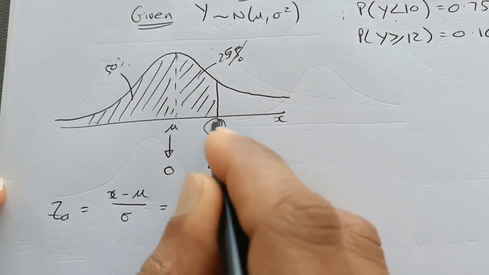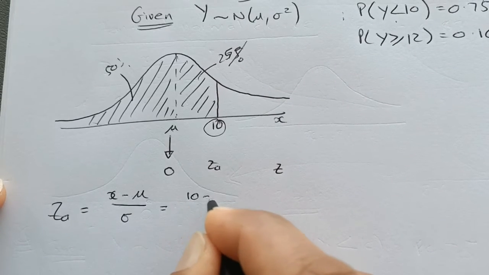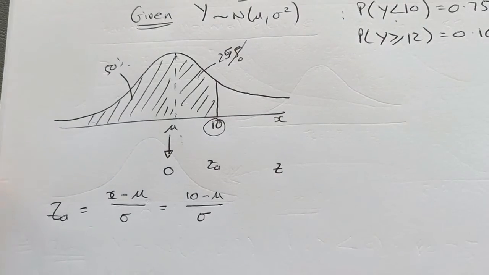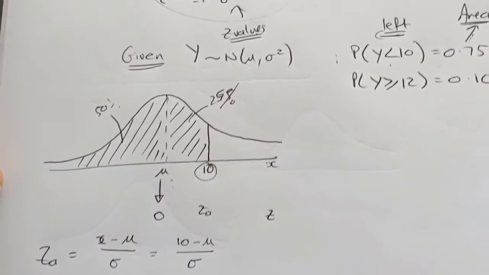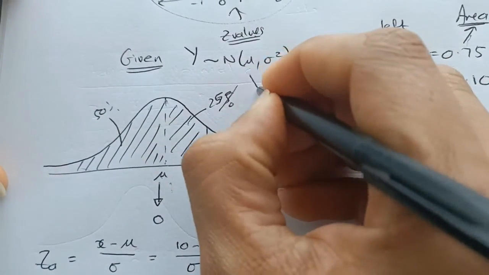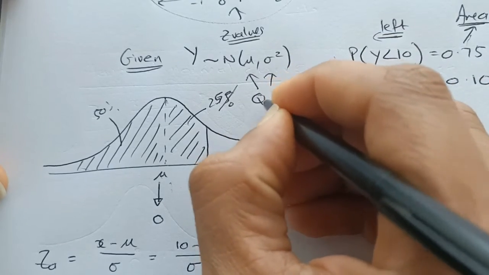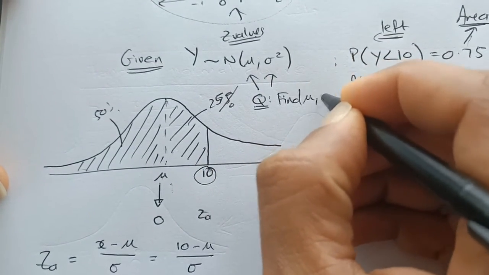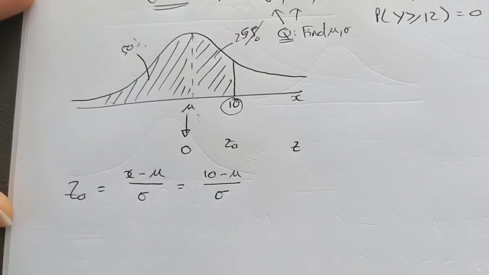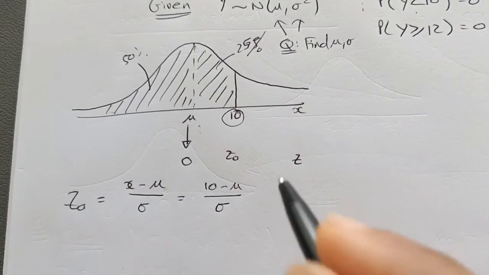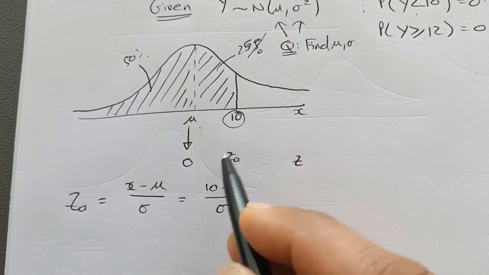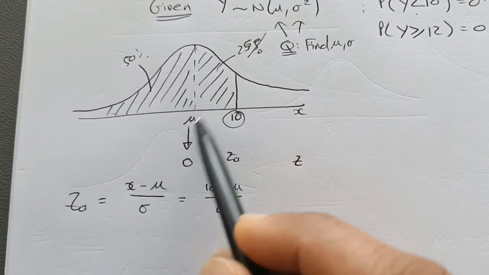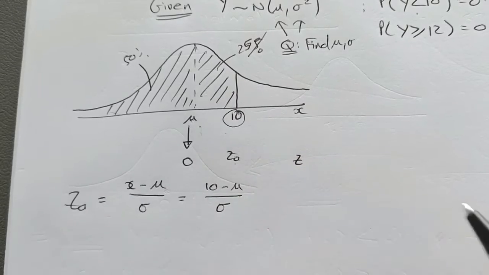We know our x value. Our x value here is given as 10. We don't know what the mean is, and we don't know what sigma is. By the way, the question is actually asking us to find these two values. So, just to state the question, it is: find mu and sigma. So here we go, z_a. You can see z from the z tables is found by taking x minus mu and dividing it by the standard deviation of this normal curve.